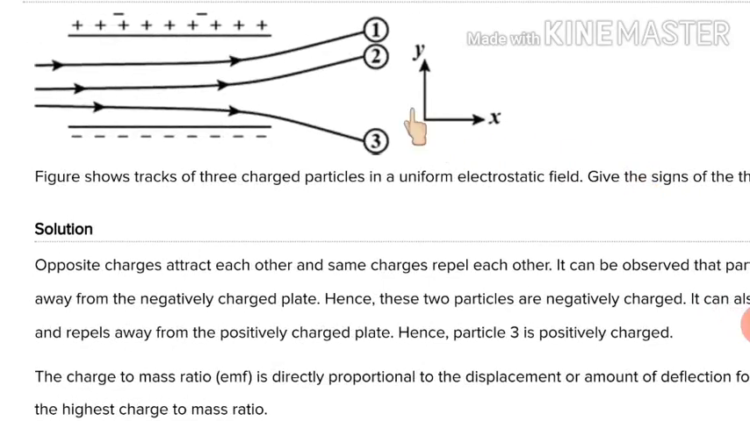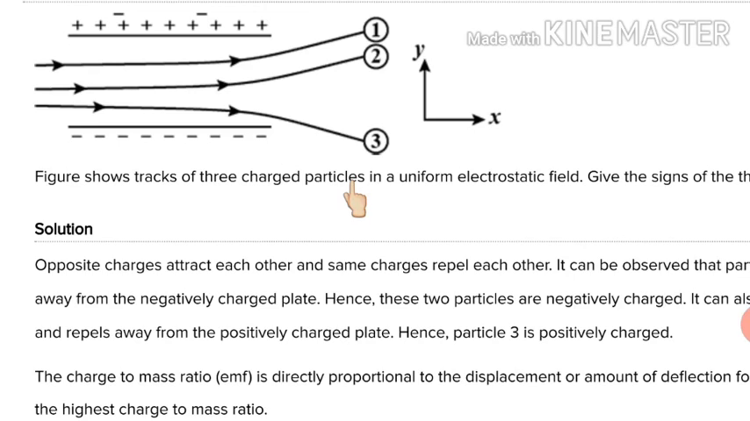First of all, it is very easy. If we talk about particle 1 and particle 2, they are moving towards this positively charged plate and they are attracted by the positively charged plate and repelled by the negatively charged plate. It means what? If these 2 particles are attracted by the positively charged plate, they are negatively charged, because we know unlike charges attract each other. So particle 1 and particle 2 are negatively charged. And particle 3 is attracted by the negatively charged plate, so it is positively charged. So the third particle is positively charged and the first and second particles are negatively charged.